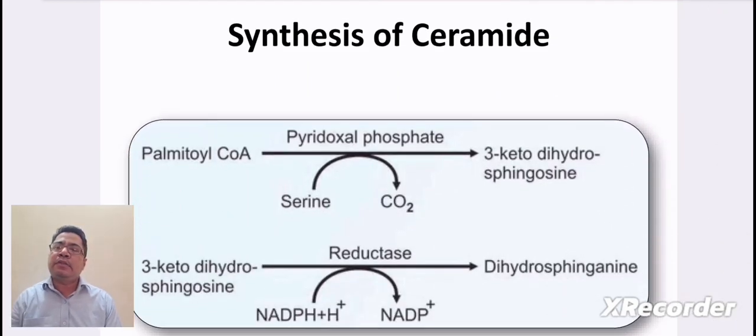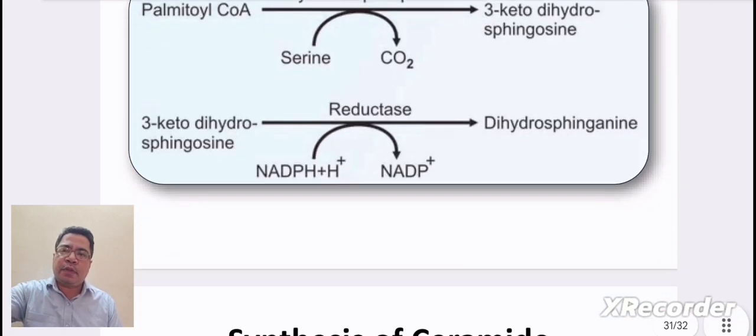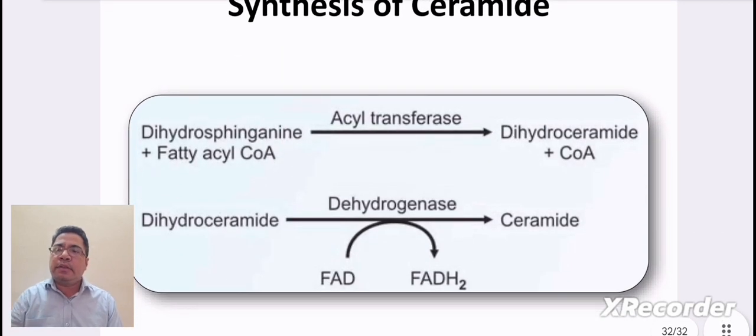We can see synthesis of ceramide. Palmitoyl-CoA gives 3-keto-dihydrosphingosine in the presence of pyridoxal phosphate. Then this 3-keto-dihydrosphingosine gets converted into dihydrosphingosine in the presence of the enzyme reductase. Then dihydrosphingosine plus fatty acyl-CoA gives dihydroceramide plus CoA in the presence of the enzyme acyl transferase. Then dihydroceramide gets converted to ceramide in the presence of the enzyme dehydrogenase.